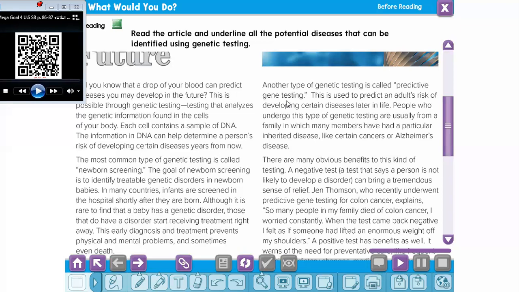Excellent. Now this test is used to do what? To predict an adult's risk of developing a certain disease later in life. Excellent, excellent. Well done Mohamed. So this is used to predict an adult's risk of developing certain diseases later in life. Excellent. Thanks a lot Mohamed.